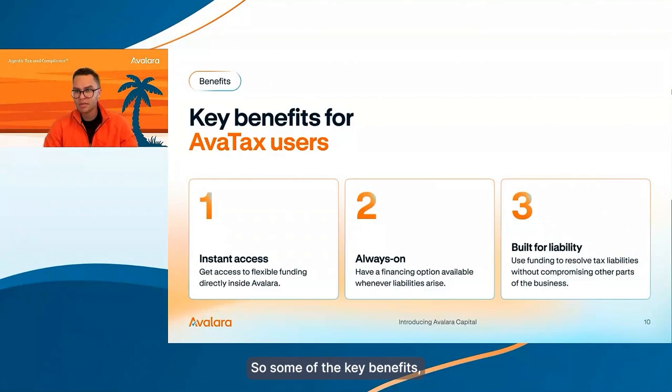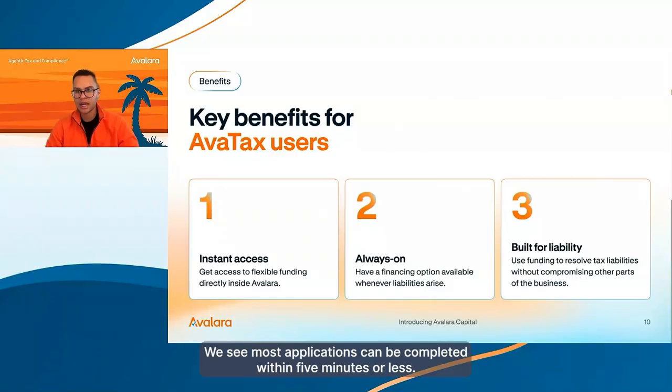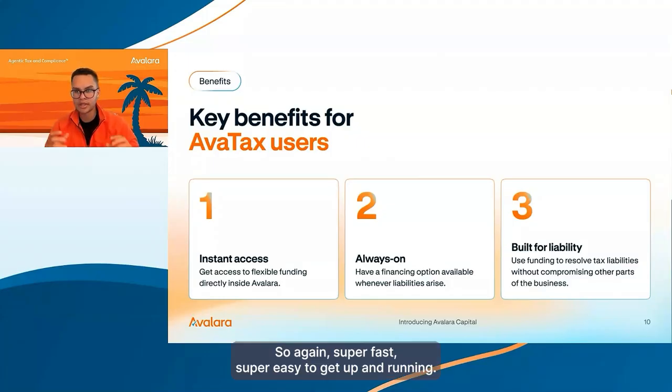So some of the key benefits: it is really, really easy to apply for Avalara Capital. We see most applications can be completed within 5 minutes or less. Once you submit the application, you can be approved and have access to a line of credit within seconds. And if for whatever reason there's additional information we need about your business, you're able to provide that info and then get an updated decision within 48 hours. So again, super fast, super easy to get up and running. It's always available once it is up and running, and it's built to handle all of the different use cases that might come up as you're using the Avalara product.